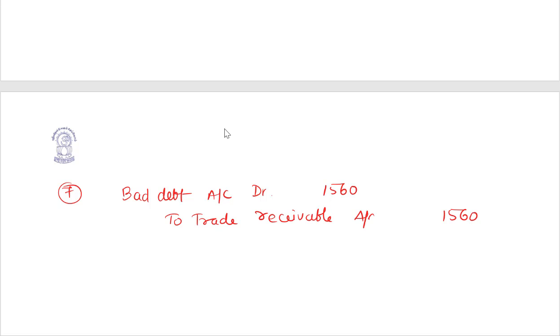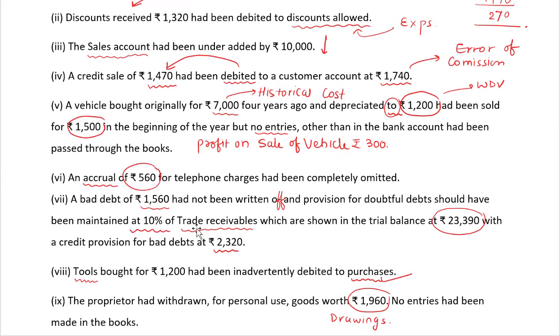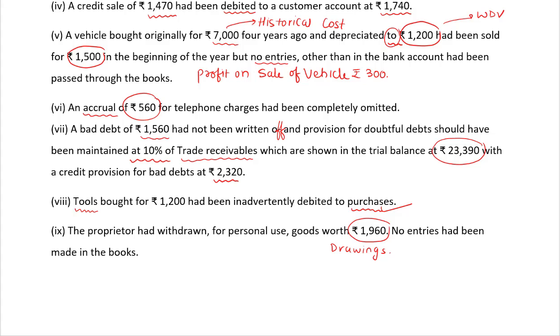I hope you are clear. The next entry would be provision for doubtful debts. So just read it over here again. Provision for doubtful debts should have been maintained at 10% of trade receivable, which is shown in the trial balance as 23,390. And over here, a credit provision for bad debt is also given. So what we need to do over here, that 23,390 is the balance of trade receivable.